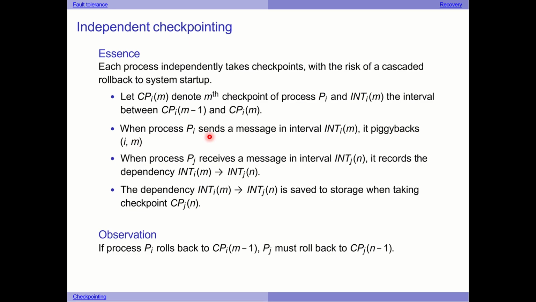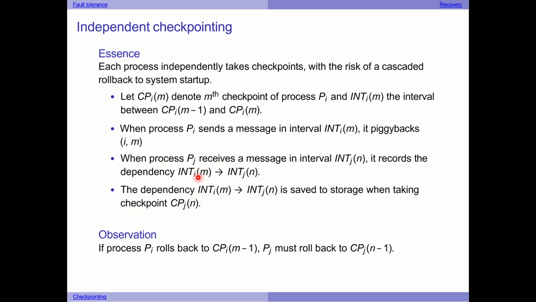So when process P I sends a message in interval M, it will piggyback. Basically, when process I sends a message during the interval, it will attach extra info. This will help the receiver to know where the message fits in time. So basically, this one is the last save, and this one is the next save.